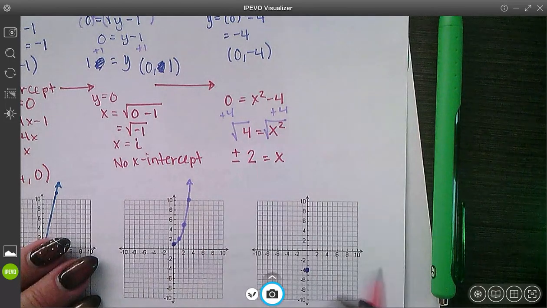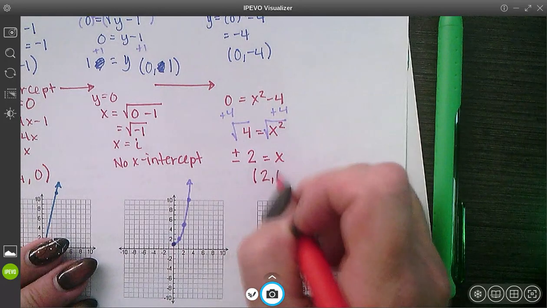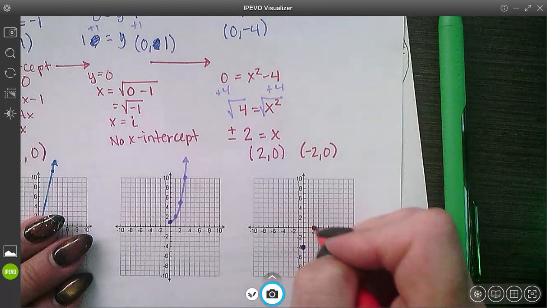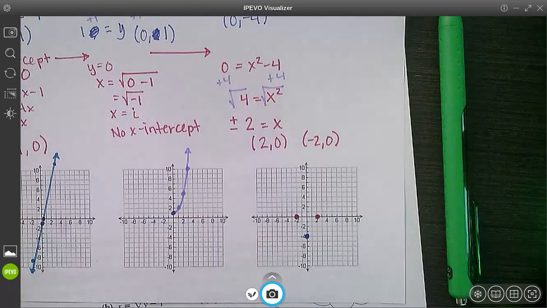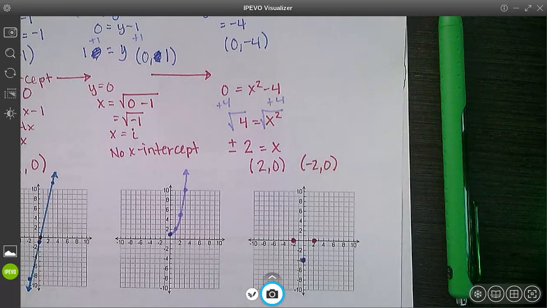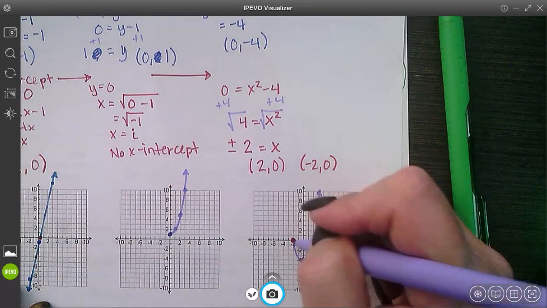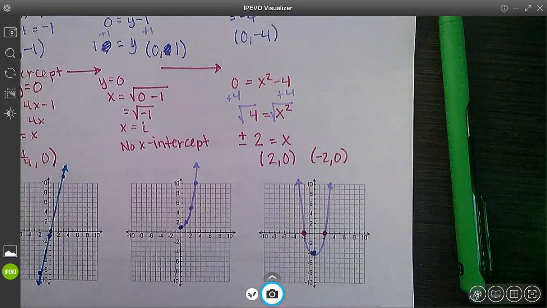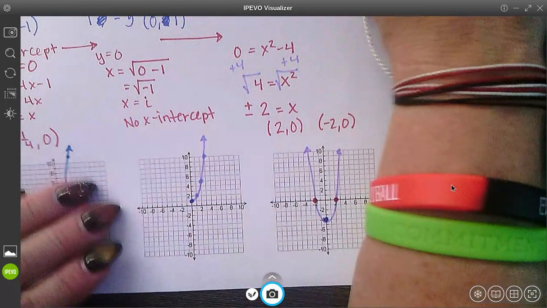So I got 2 values for x when I used 0 for y. So I have x-intercepts at (2, 0) and (-2, 0). So I'll put those on there, (2, 0) and (-2, 0). And those are actually all the same ordered pairs that I found on the previous page. So I'm just going to go ahead and connect my dots. And this actually makes a graph that you might be familiar with from other math classes called a parabola. We are going to study those parabolas extensively in future sections and chapters.